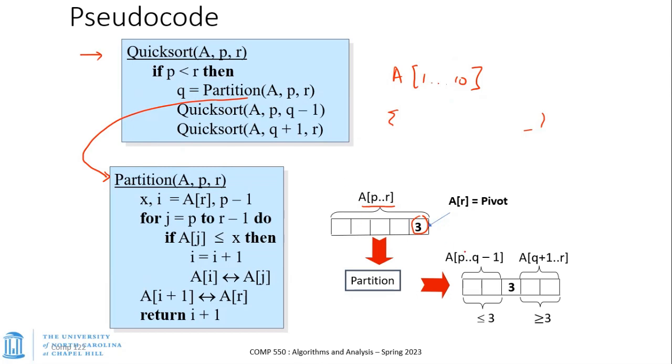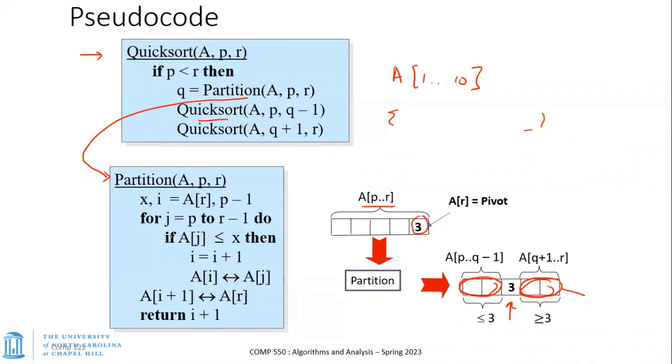Once the partitioning is done, everything on the left of the pivot is going to have values less than the pivot value, and all the values after the position Q are going to have values larger than the pivot value. Once that is done, we can solve this problem recursively, applying quicksort to each of these sub-arrays. Now the question is, how do we actually do the partitioning?